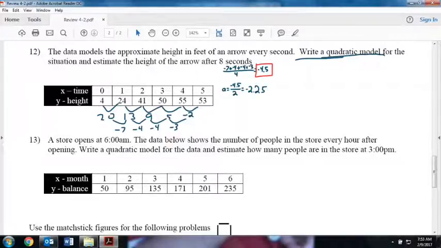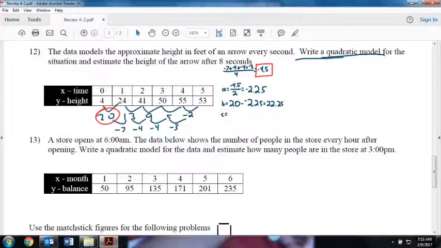Your B value is your very first difference, which, remember, is the difference between the starting point and the next point. So in this case it is 20. So we're going to take that 20 and subtract our A. So 20 minus negative 2.25. When you subtract a negative, you're really adding, so that's 22.25. And last but not least, C is your starting point.